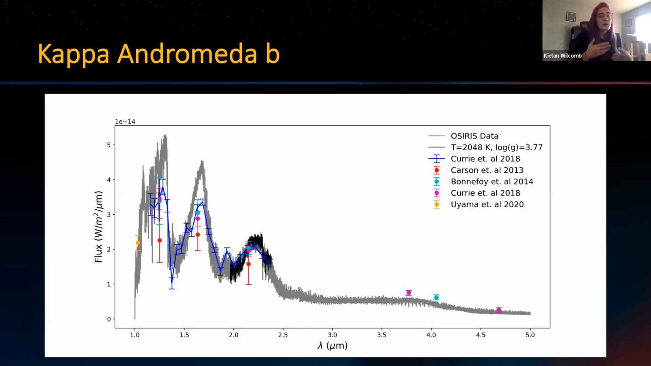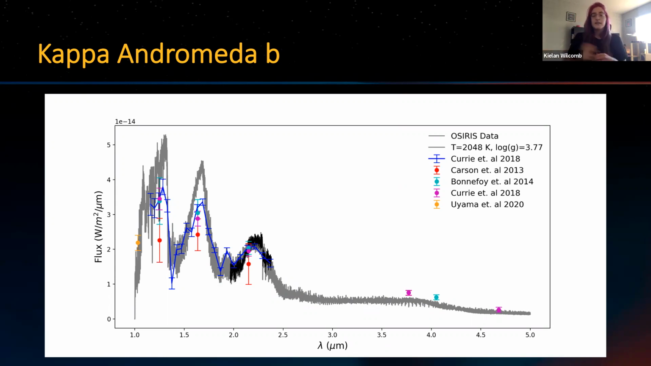To check how our best fit model did compared to photometry and low resolution spectra, we plotted it all together. Plotted here is our model extended over multiple wavebands in gray. Our OSIRIS data is plotted in black. I converted the magnitude measurements, which were taken over time, into absolute fluxes. Plotted in blue is the Currie et al. 2018 low resolution spectra. Plotted in red is Carson et al. magnitude measurements. Plotted in light blue is Bonnefoy et al.'s 2014 magnitudes. And plotted in purple is Currie et al.